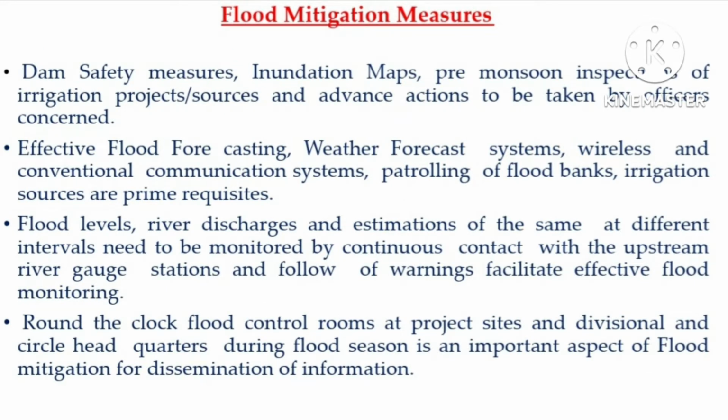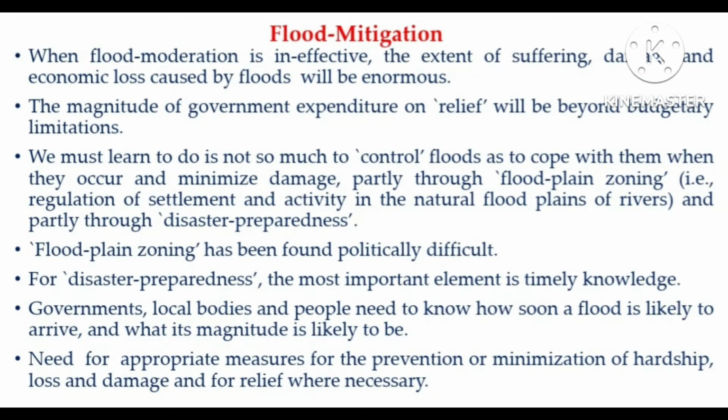Flood mitigation measures. Dam safety measures, inundation maps, pre-monsoon inspection of irrigation project sources, and advanced actions to be taken by the officers concerned. Effective flood forecasting, weather forecast systems, wireless and conventional communication systems, and patrolling of flood banks and irrigation sources are prime requisites. Flood levels, river discharges and estimations of the same at different intervals need to be monitored by continuous contact with the upstream river gauge stations, and following the warnings facilitates effective flood monitoring. Round-the-clock flood control rooms at project sites and divisional and circle headquarters during flood season are important.